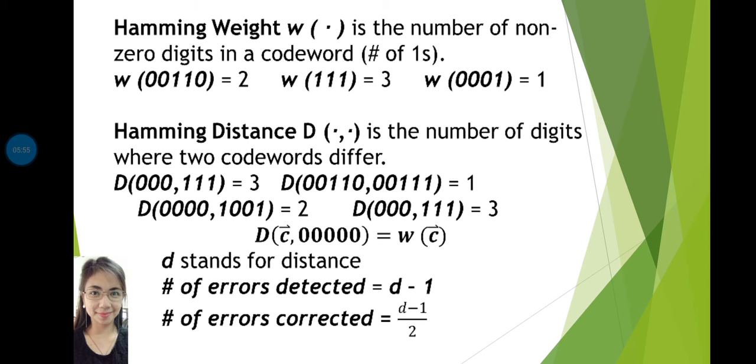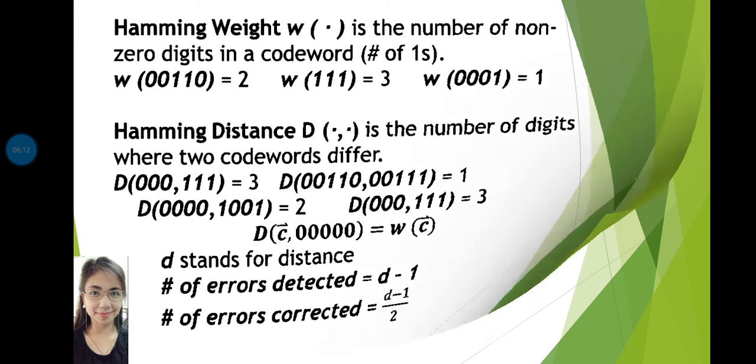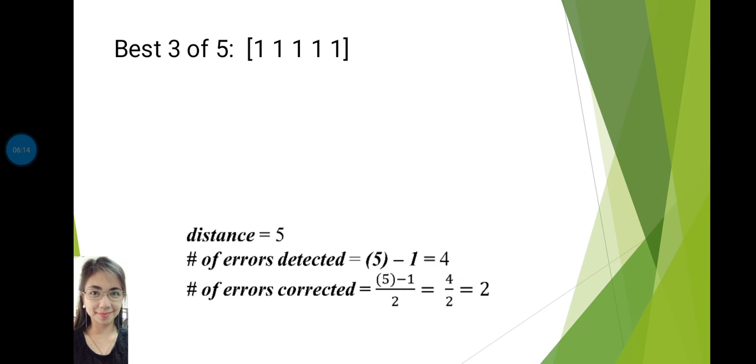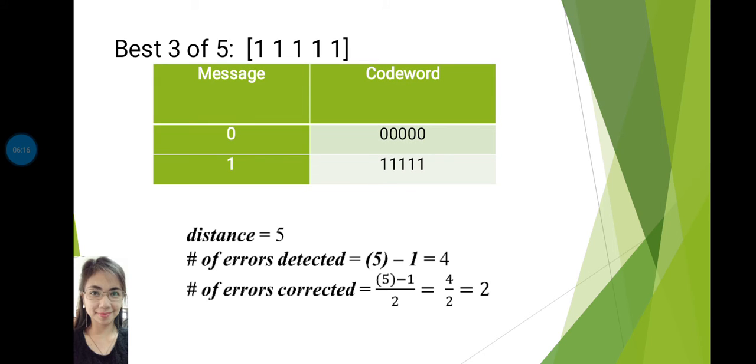So D, as we all know, stands for distance. And to get the number of errors detected, we have to subtract the distance by 1. And when we get the number of errors corrected, we have to consider D minus 1 over 2. So for example, best 3 of 5. We have 5 number ones here. So the distance is 5. And the number of errors detected is 4. And the number of errors corrected is 2.